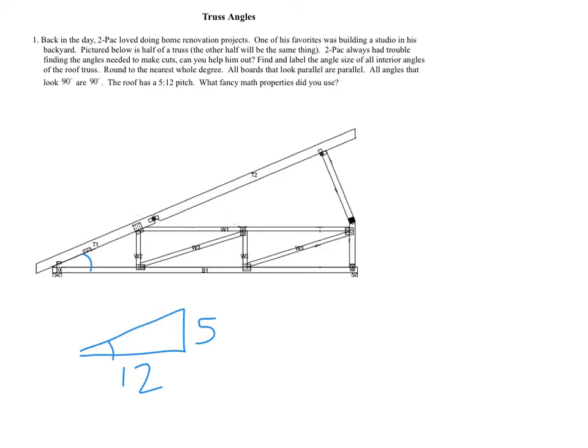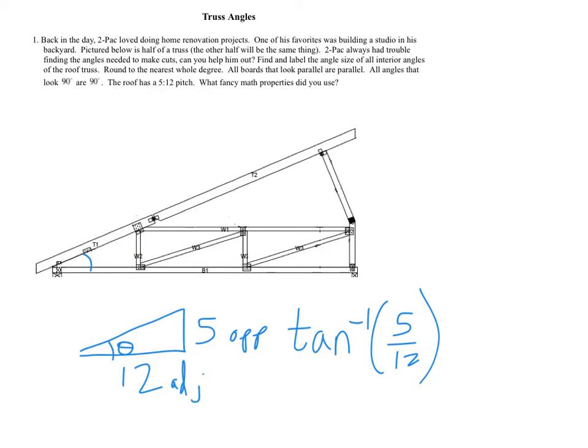Well, if I'm looking at it from this angle, we'll call it theta, 5 is my opposite. 12 is my adjacent. I'm using tangent, but because it's finding an angle, I'm doing inverse tangent. And when I plug that into my calculator, I get 22.619 and so on. So we'll call it 23 degrees since it says round to the nearest whole degree.